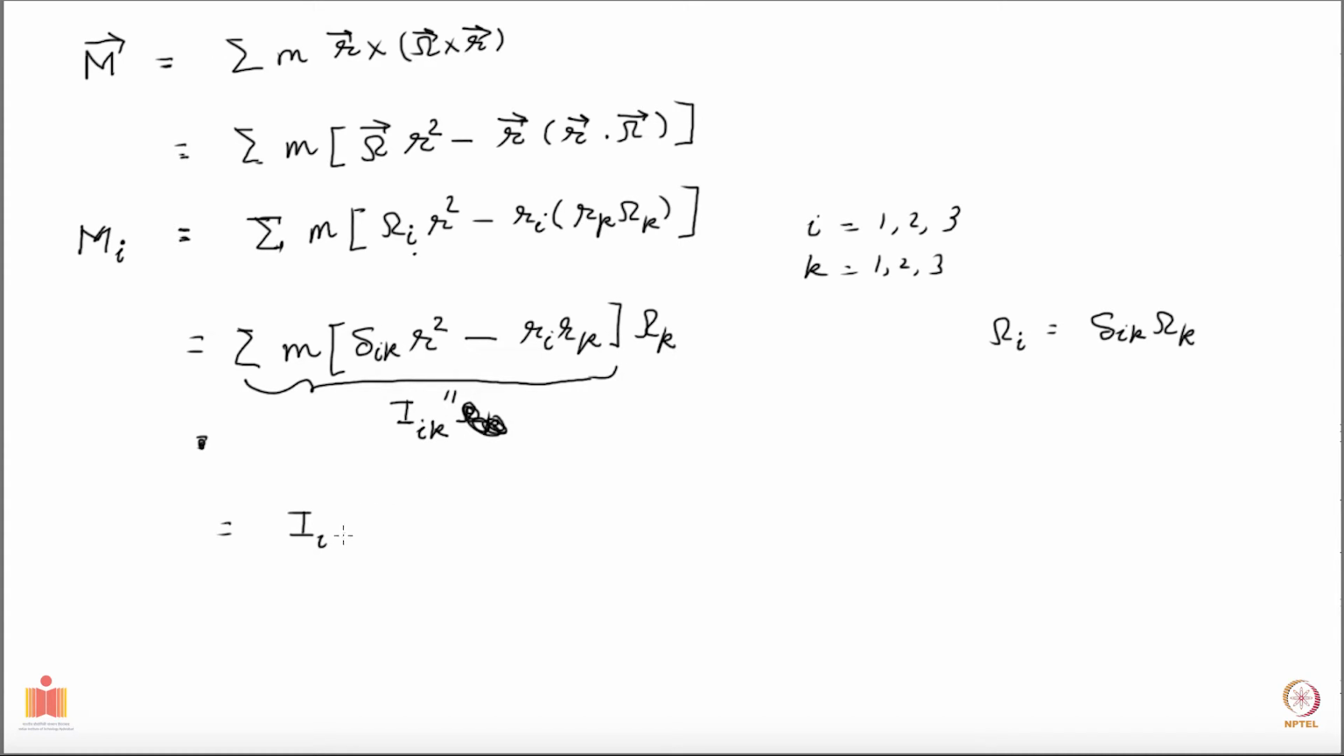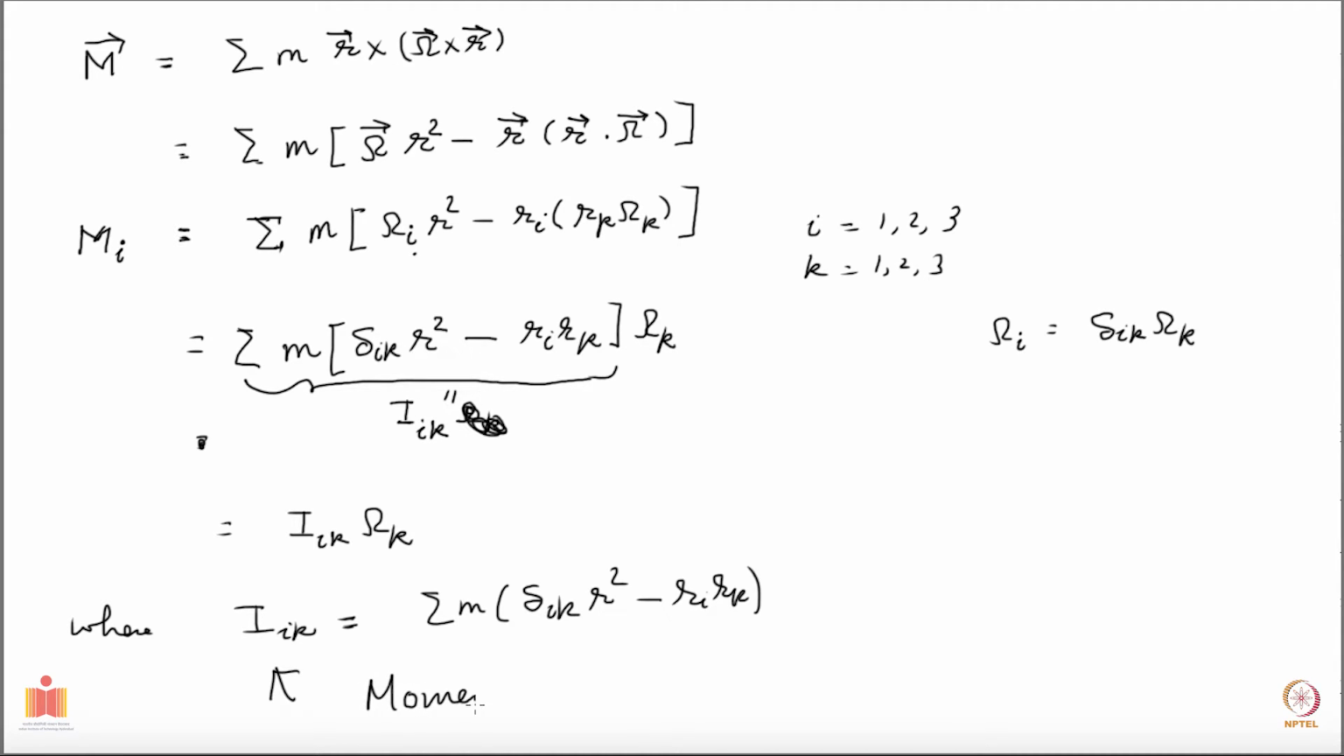So I write this as M_i is I_ik omega_k, where this capital I_ik is defined to be the summation of m times delta_ik r square minus r_i r_k. Okay, and this is called the moment of inertia tensor.